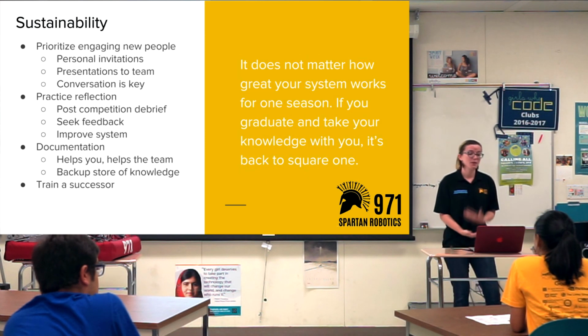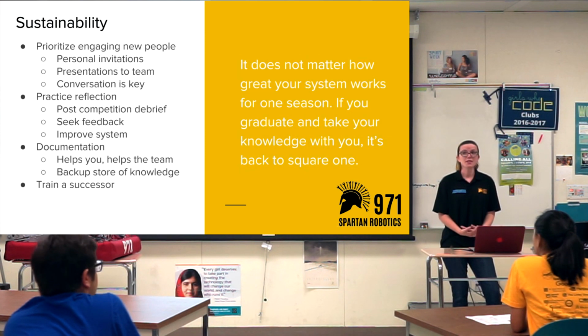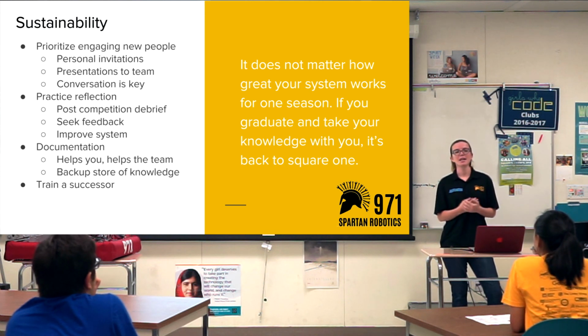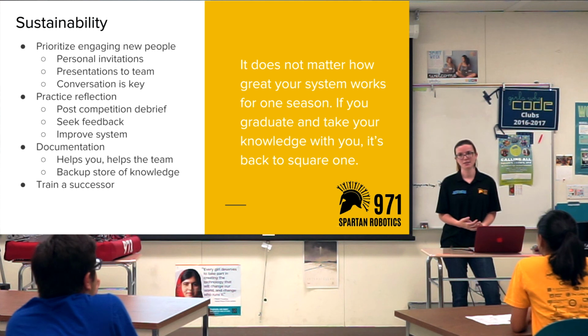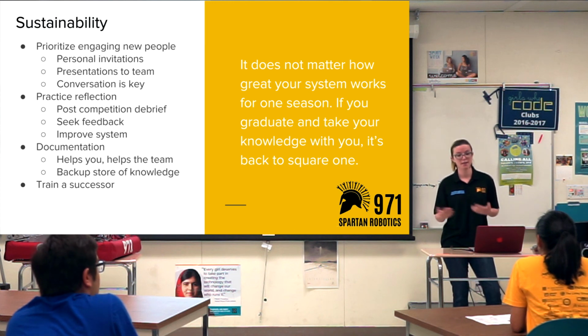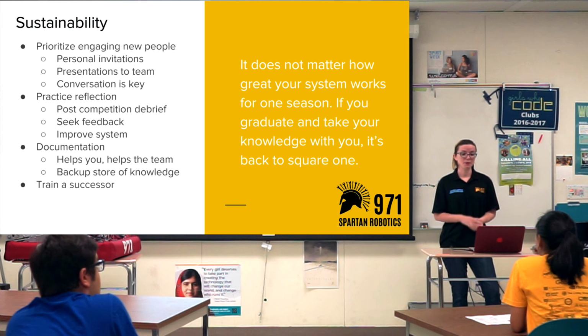Final note on sustainability. This is another issue near and dear to my heart because when I took over the scouting system for 971, it was just sort of a "you're in charge of scouting, now bye" kind of thing. And I had to start from scratch, which was in some ways good because I could do new things, but it was also very tough. So just a note on sustainability.